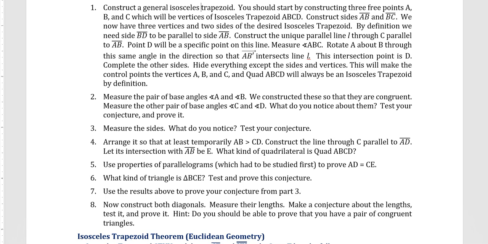Measure angle ABC. That's going to be an interior angle of our quadrilateral. Rotate point A about B through the same measure of this angle, in the direction so that ray BA prime intersects line L. The intersection is point D. Complete the other sides and hide everything except the sides and the vertices. This will make the control points the vertices A, B, and C, and quadrilateral ABCD will always be an isosceles trapezoid, and you should be able to get all possible isosceles trapezoids out of that.